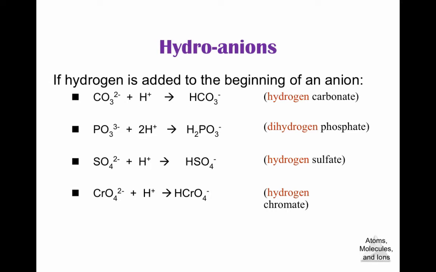So when we add 1 hydrogen, we simply put hydrogen out front, or if we add 2 hydrogens, we put dihydrogen. Sometimes instead of hydrogen carbonate, you see it written as bicarbonate. That's the same thing, and that's just instead of hydrogen, we can put bi. So instead of hydrogen sulfate, we could put bisulfate.